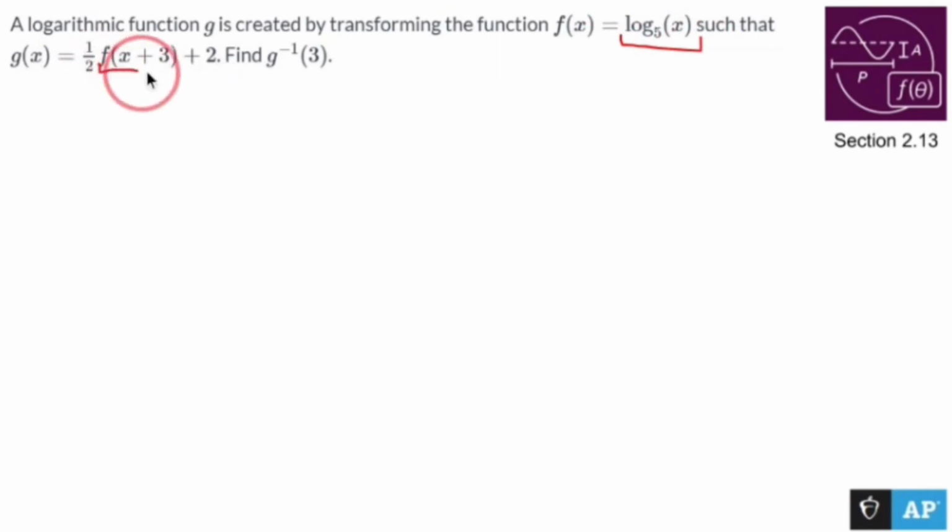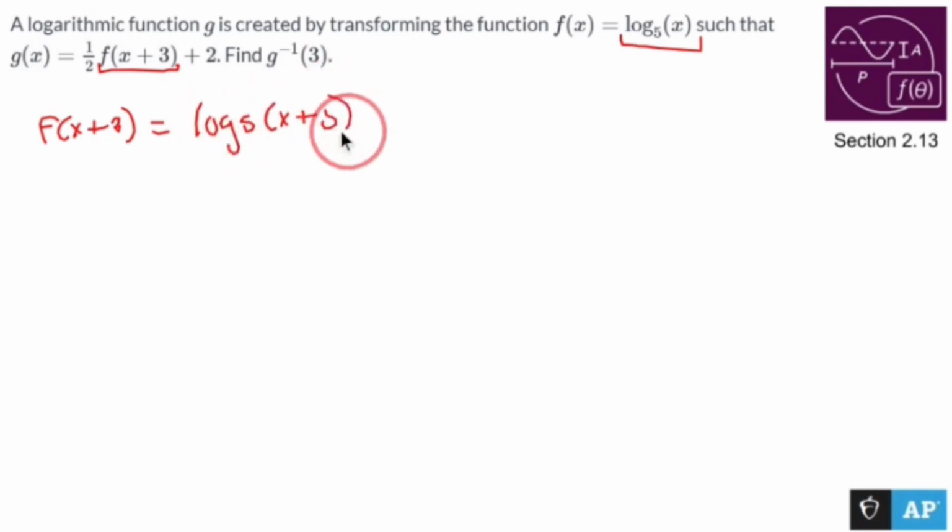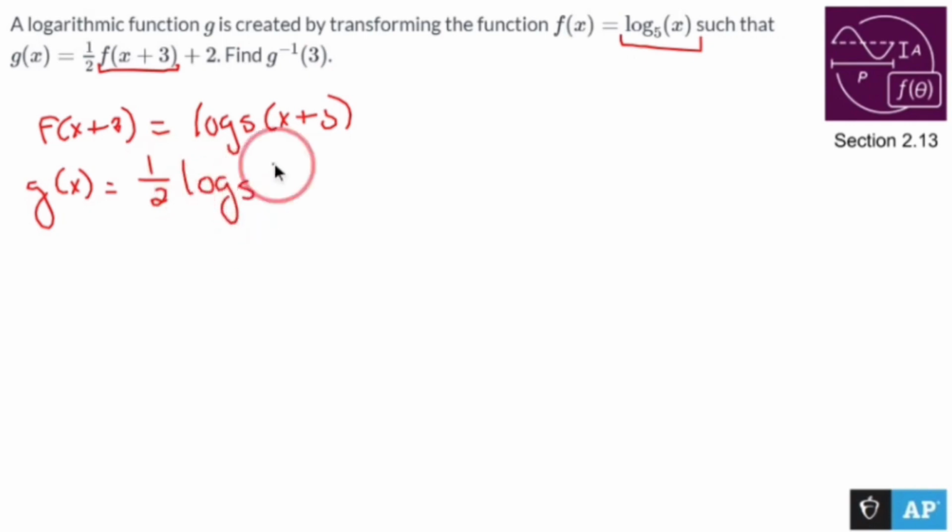So let's do this. Let's find out what f of x plus 3 is. Okay, won't take long. If f of x is log base 5 of x, then f of x plus 3 is log base 5 of x plus 3. NBD, as the kids say, for no big deal. Now, g of x is now going to be 1/2 of f of x plus 3, or log base 5 of x plus 3, plus 2. They want me to find the inverse and then plug in 3.